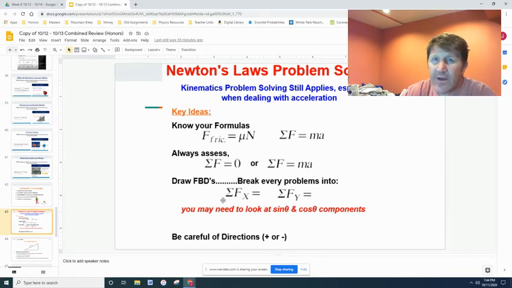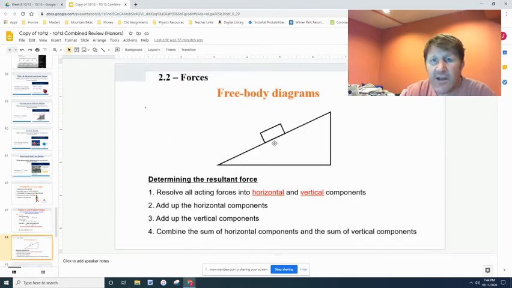And then we have to remember that when we have a force at an angle, we need to find the X and the Y components. And so we're going to use our sine theta and our cosine theta for those. So here's the inclined plane example.